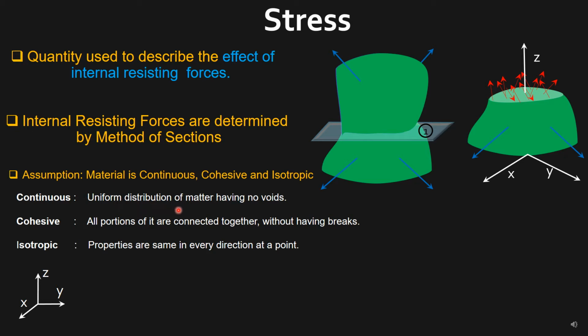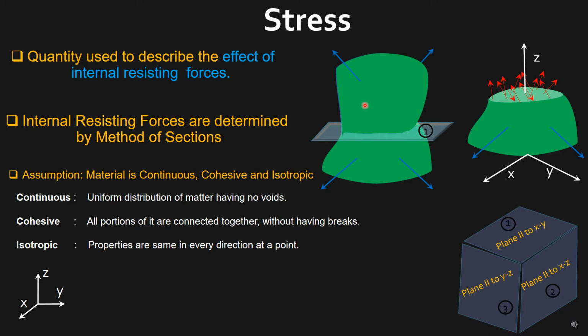Continuous means there is a uniform distribution of matter without any voids, which means there is no empty space and matter is uniformly distributed in the material. And cohesive means in a material all portions are connected together with one another and there is no breakage inside it. And isotropic means if you take any point in the material and at that particular point you take any direction, then in every direction the properties will be the same. For example, if you take a point in this body and you measure the Young's modulus of elasticity in any direction, then the Young's modulus of elasticity will be the same. This is known as isotropic nature. So materials should be continuous, cohesive and isotropic.